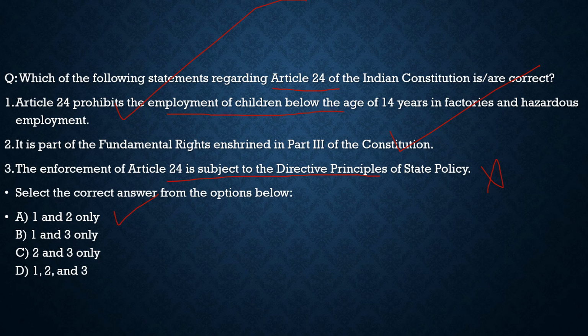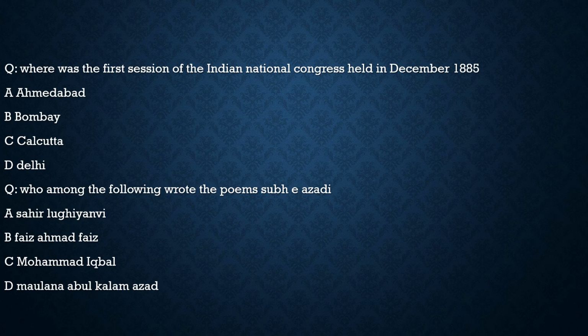Let's find what we get. Let's see what we can get from those questions. Here is the first question. It says, where was the first session of the Indian National Congress held in December 1885? Was it in Ahmedabad? No. Was it in Calcutta? No. Was it in Delhi? No. It was in Bombay. So the first session of the Indian National Congress was held in December 1885 in Bombay. So with this, let's move to the last question of today's discussion.